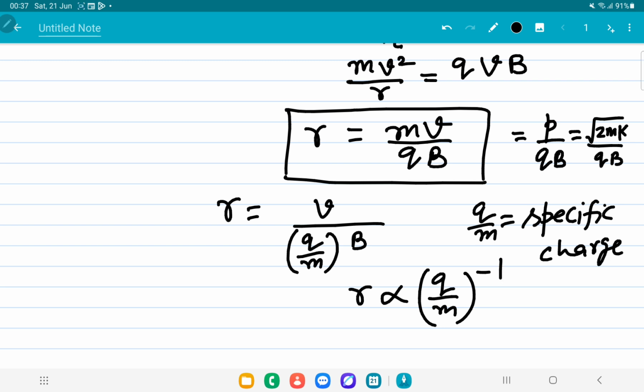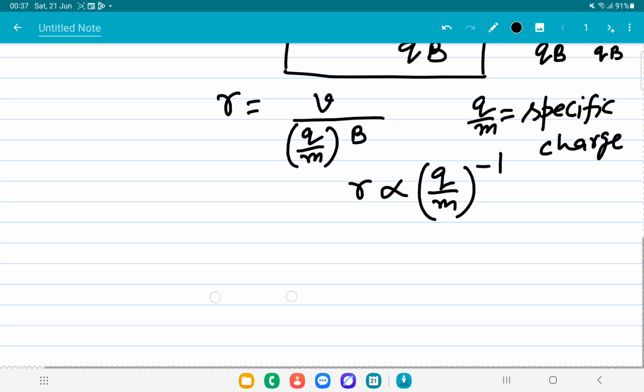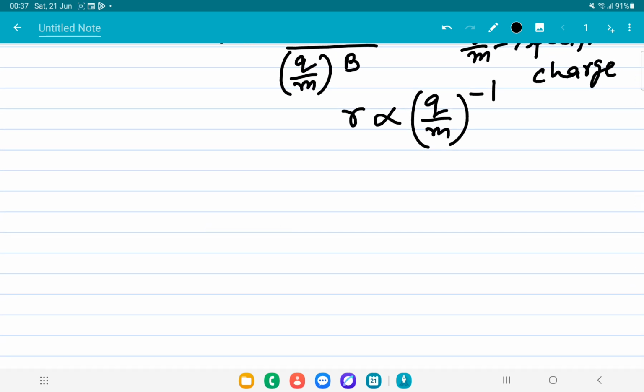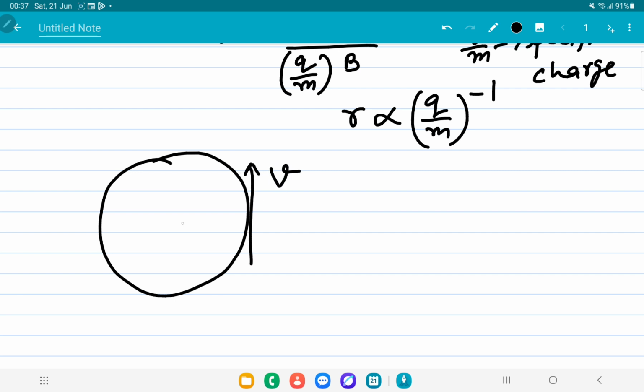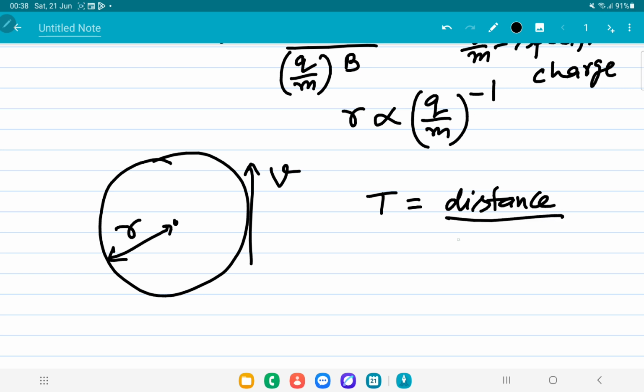Now, if I wish to know how much time it will take to cover this whole circle, the charge is moving along this circular track. At every point the speed of the charge is v, and the radius of the circle is r, which we have already calculated. So we can say that the time taken to complete one round is equal to distance over speed.